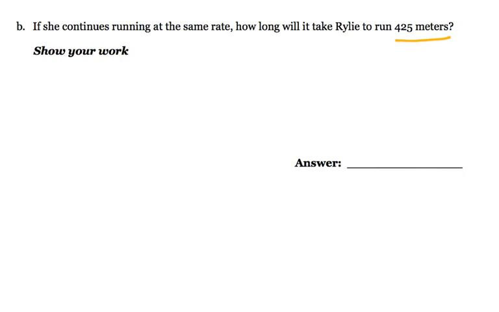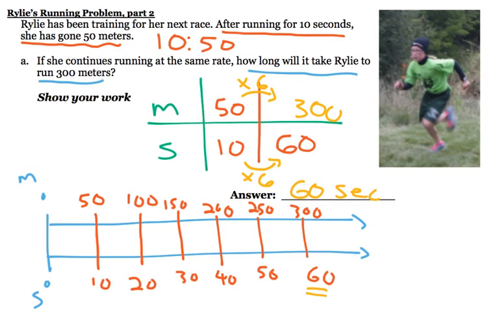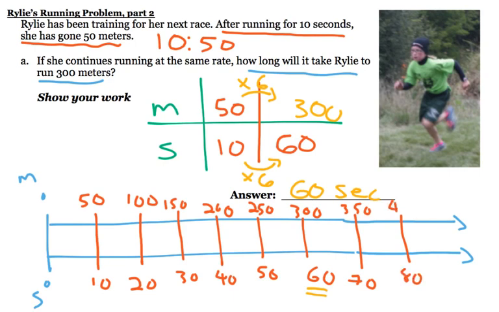All right, so let's go back to our double number line. We want to make it up to 425, and it looks like we made it up to 300 meters. So I'm just going to keep this going. After 70 seconds, that would be 350 meters. After 80 seconds, that would be 400. And after 90 seconds would be 450. Oh man, okay. So we wanted to do 425. I noticed that 400 and 450, 425 would go right in the middle.